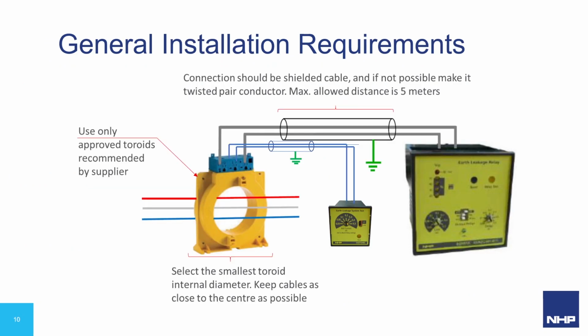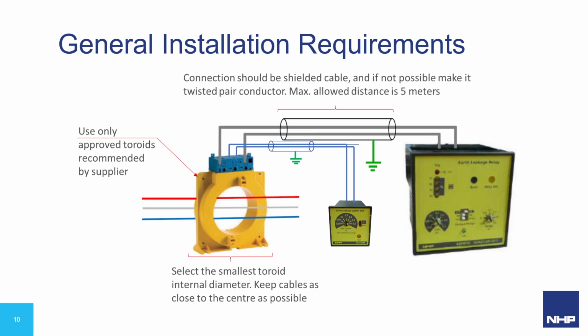Here are a few handy installation recommendations to avoid issues in operation and system integrity. Preferably the connections to the toroid should be made with shielded cable and no more than 5 meters in length. If it is not possible to use shielded cable, twisted pair conductors are recommended. The cable should be segregated from all other forms of induced magnetic fields, including current carrying cables and electromagnetic devices such as contactors, etc.